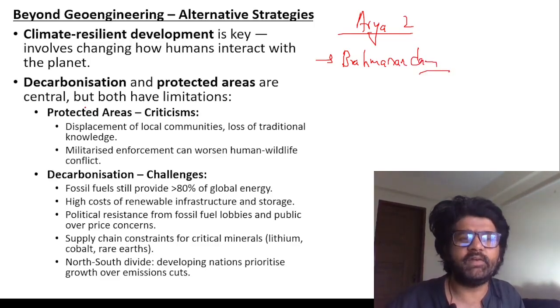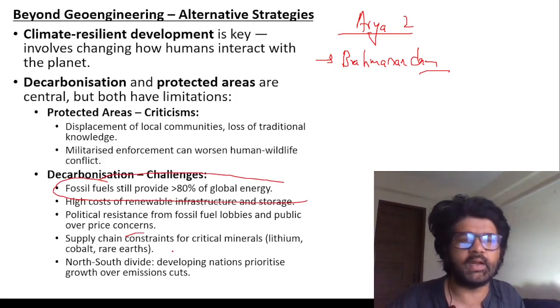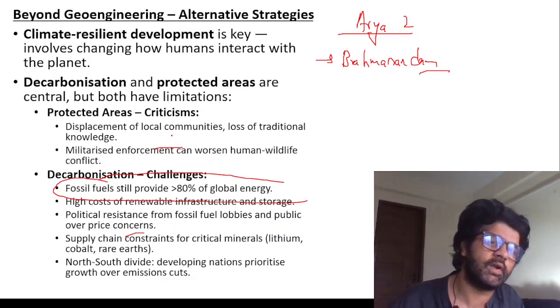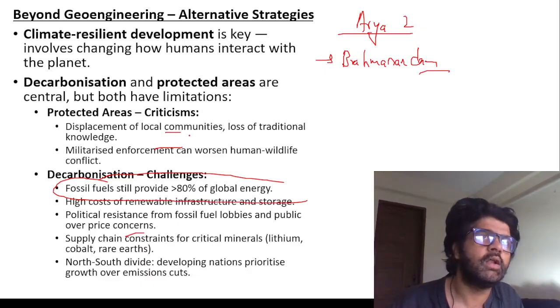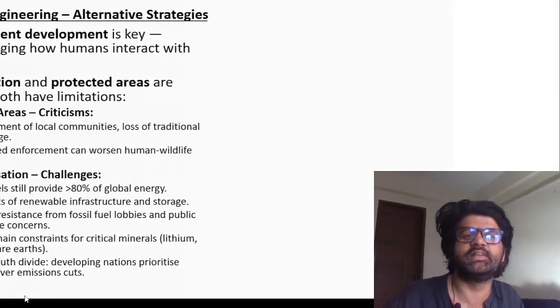So climate. So what is the alternative? Decarbonization. Focus on renewable energy, etc. But again, easier said than done, because fossil fuel still provides 80% of the global energy. So something has to be done. Focus on development of your forest. But there also, if you displace local communities, that will be another issue. So do something, but don't do the previous 5 things which we have discussed.